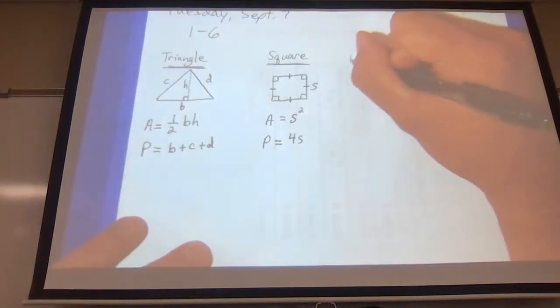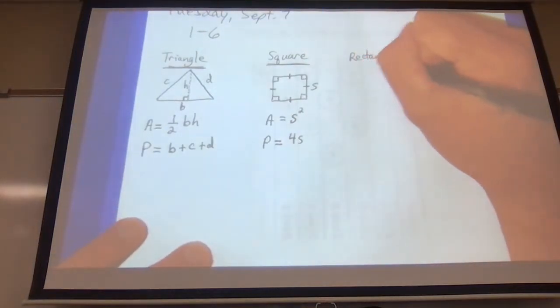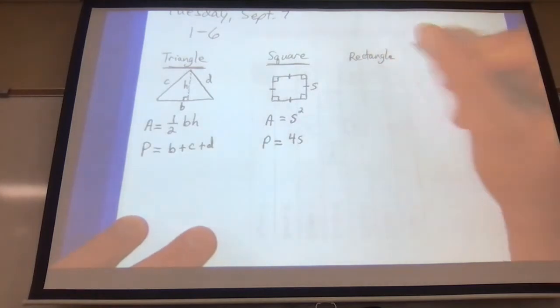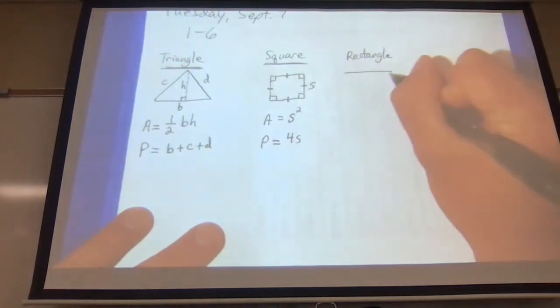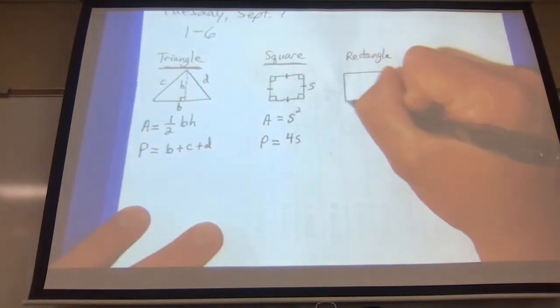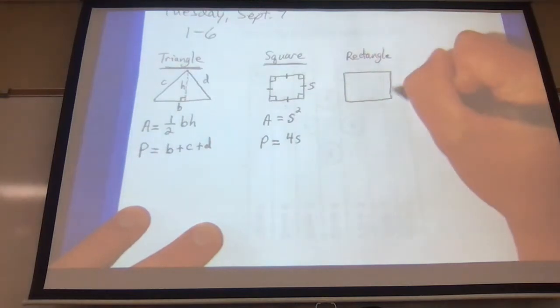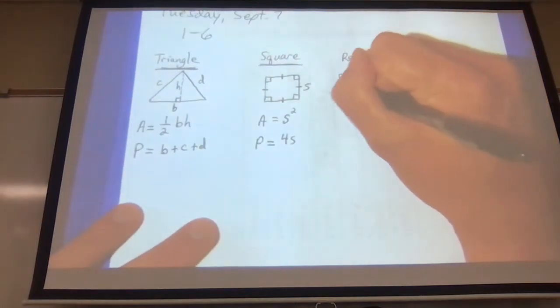Square and a rectangle are similar to each other. Rectangle is going to have 4 right angles also. But the difference, in a rectangle, all 4 sides are not congruent to each other.